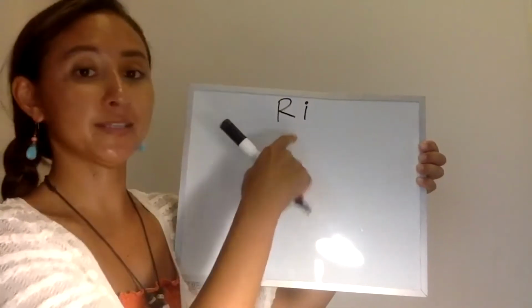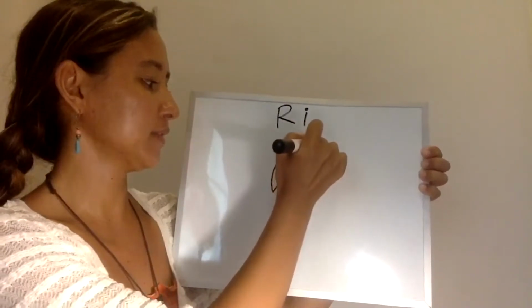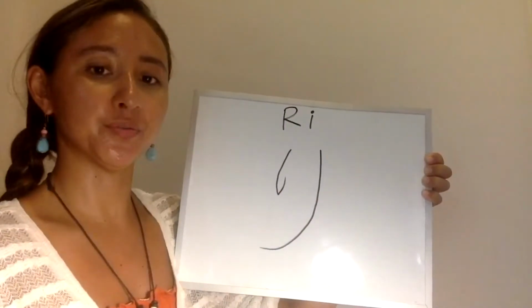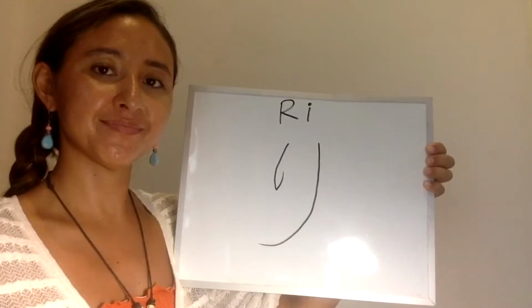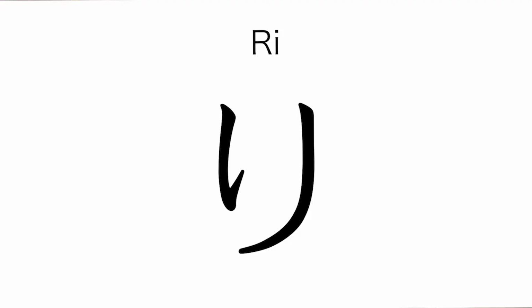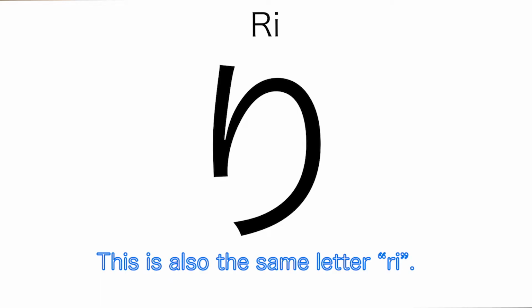The next is li. 1 and 2. Li. Li. So you might see the letters like this. This is also same sound, same letter. Li.